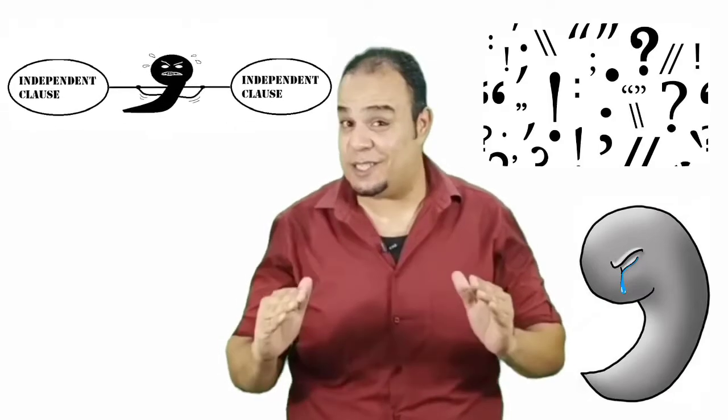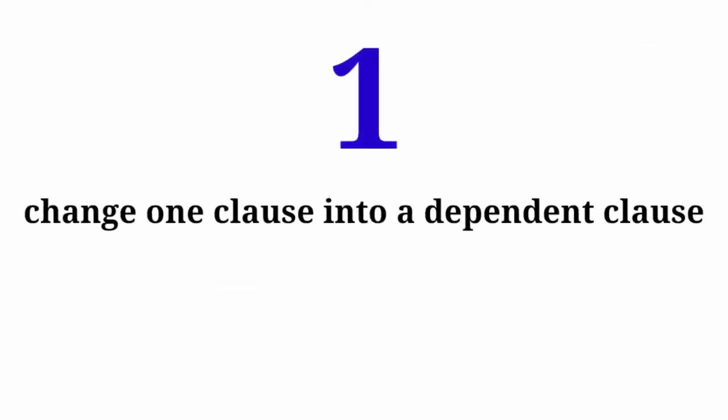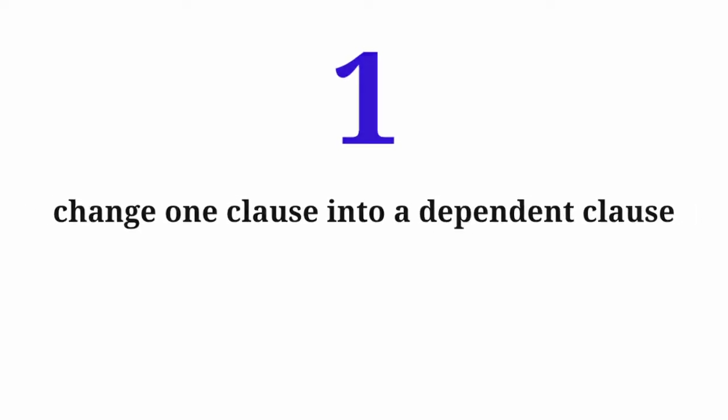The comma is the weakest of them all. And because it's weak, it cannot carry two independent clauses alone. It needs help, so let's help it. There are mainly four ways to fix a comma splice error. You can change one of the independent clauses into a dependent clause, and in this case you will have an independent clause and a dependent clause, and that means the comma can carry them both, because as we said, the comma cannot carry two independent clauses.